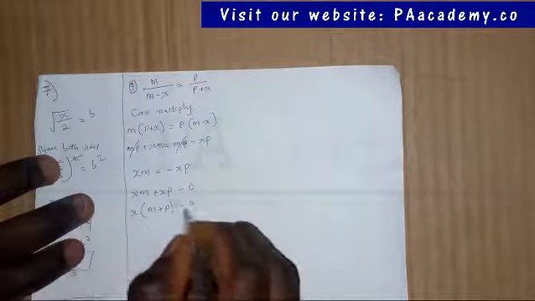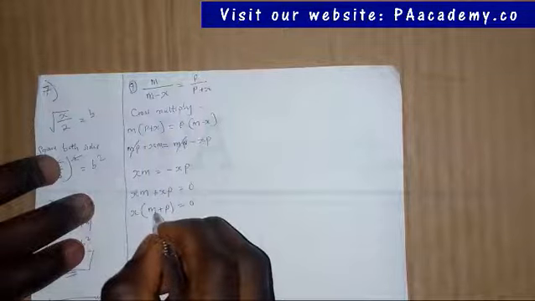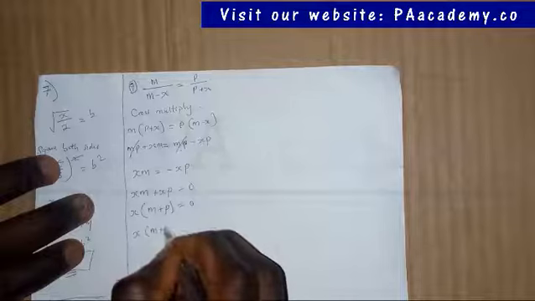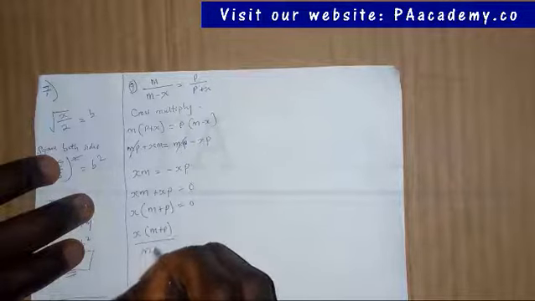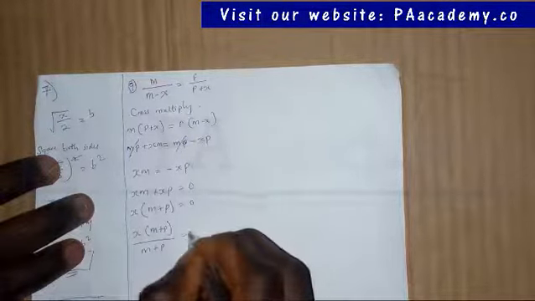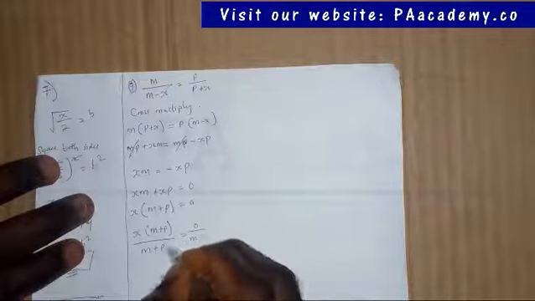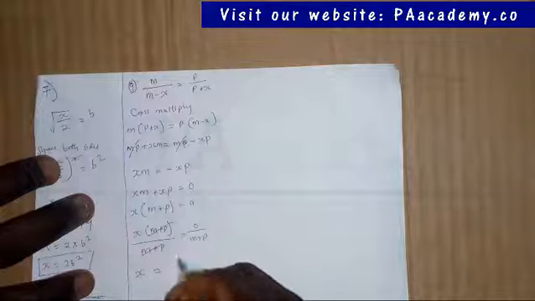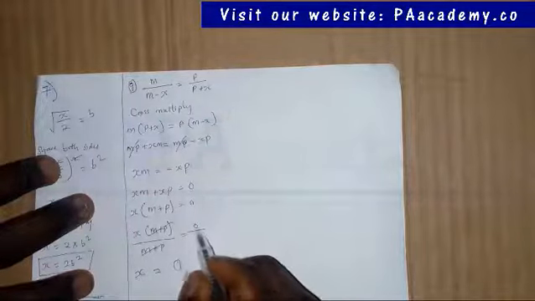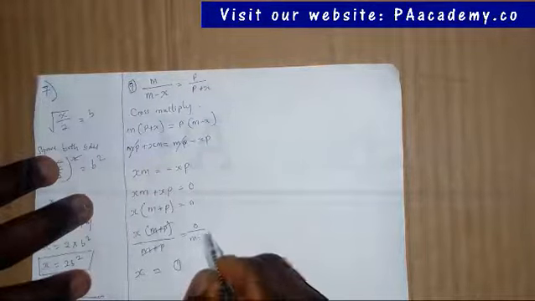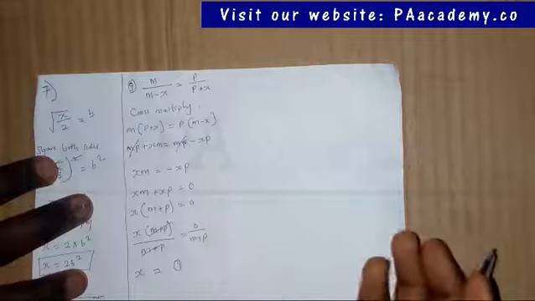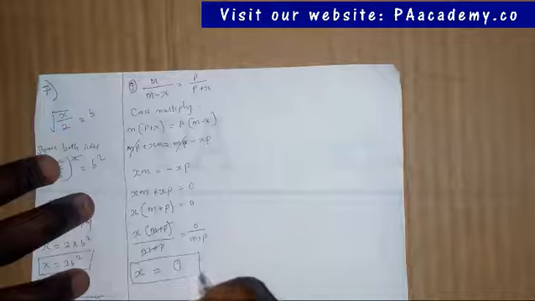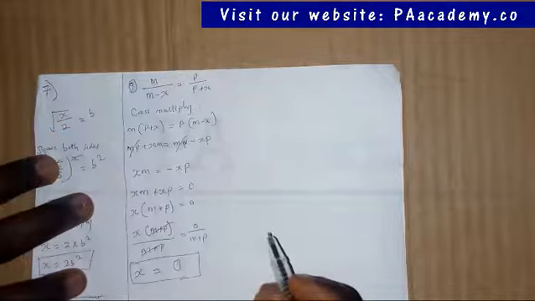So now we are going to divide both sides by m plus p. So now I'm going to be having x in brackets m plus p divided by m plus p equals 0 divided by m plus p. So this will cancel this. With that, our x will be equal to 0, because 0 divided by m plus p will give us 0. 0 divided by anything is 0. So our x for this particular question is 0.